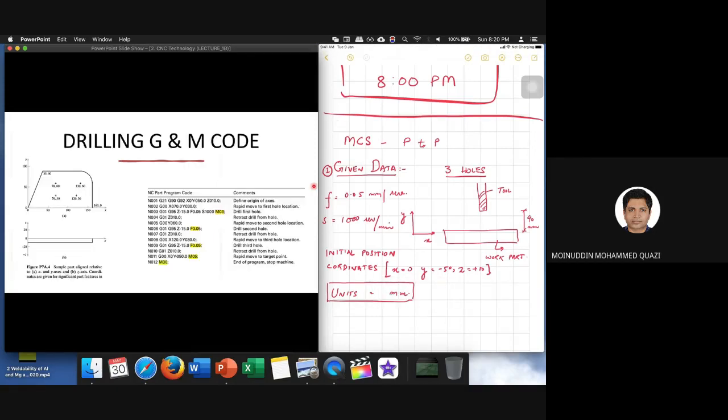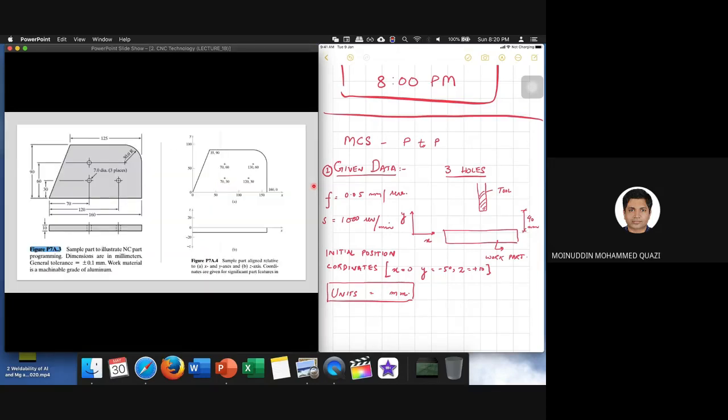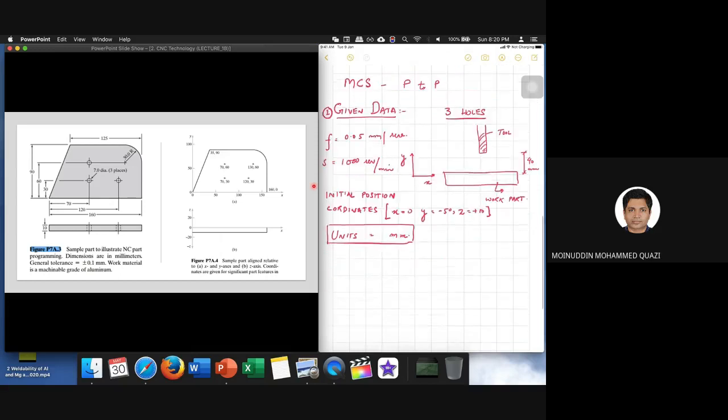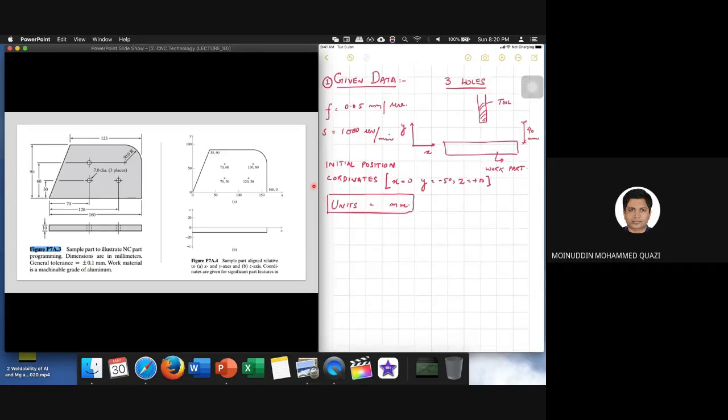So let's move forward. I will remove the solution. Let's start ourselves. We need to have G and M codes with us also. So please open G and M code separately in your laptop so that it is easier for you to start the programming. I will open G and M code separately also.